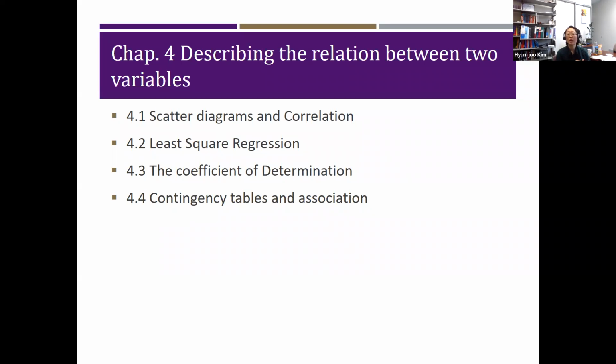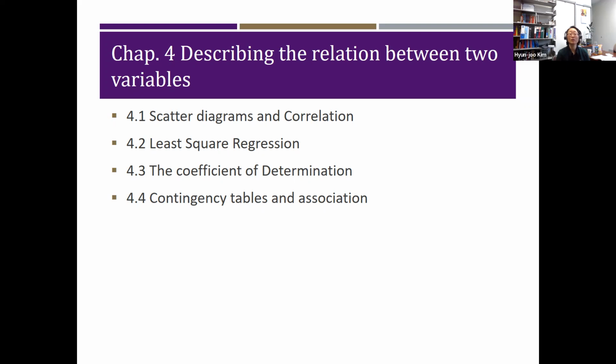First, we'll start with when those two variables are quantitative, so numeric values. When you have two numeric variables, how can you describe the relationship? The first subsection will be scatter plots, scatter diagrams, and correlation. We'll then introduce least squares regression, and as a part of least squares regression, the coefficient of determination will be discussed.